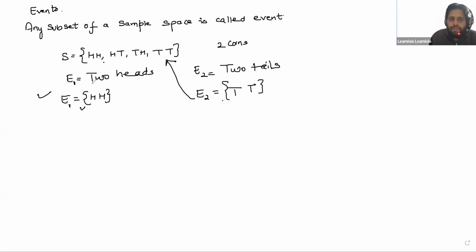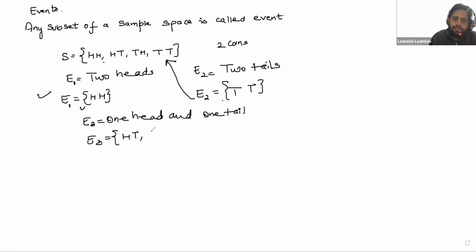They can define anything. They can say E3 is one head and one tail. So for E3 we will get HT, TH. You can see that this is a subset of the sample space.